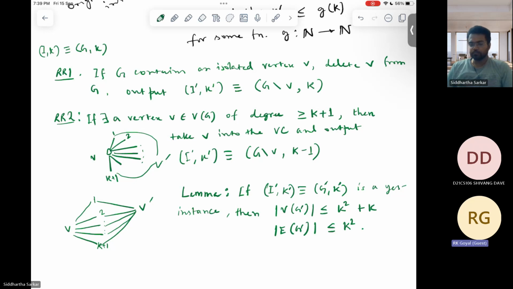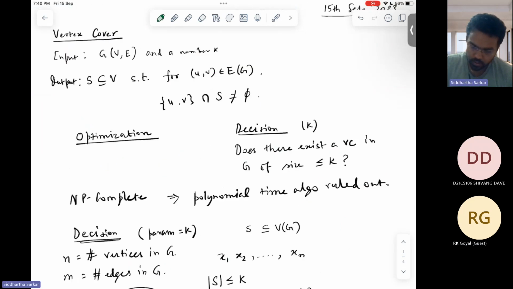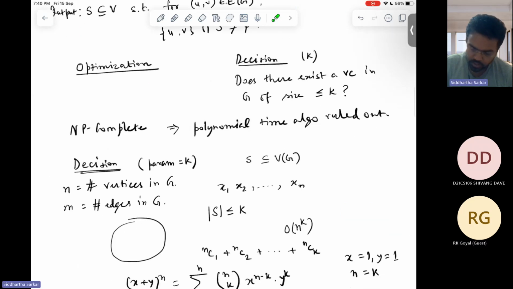We could reduce the number of vertices and the number of edges. So now, if you apply that brute force algorithm which we talked about in the beginning, we said that because there are n vertices, the number of subsets of n vertices of size at most k is of order n to the k.